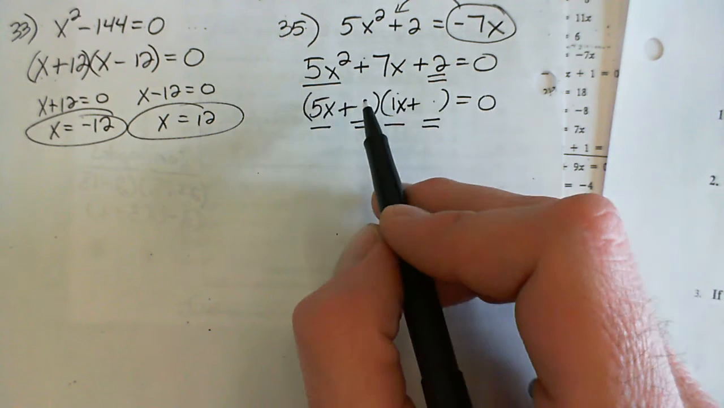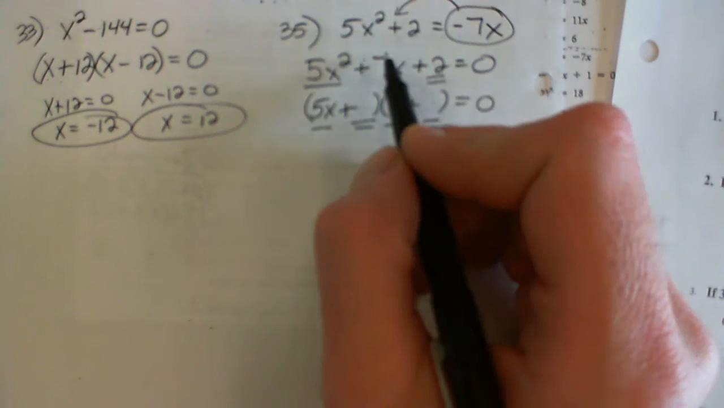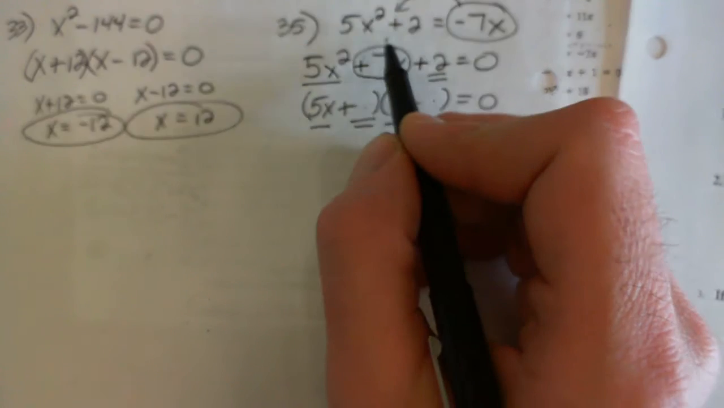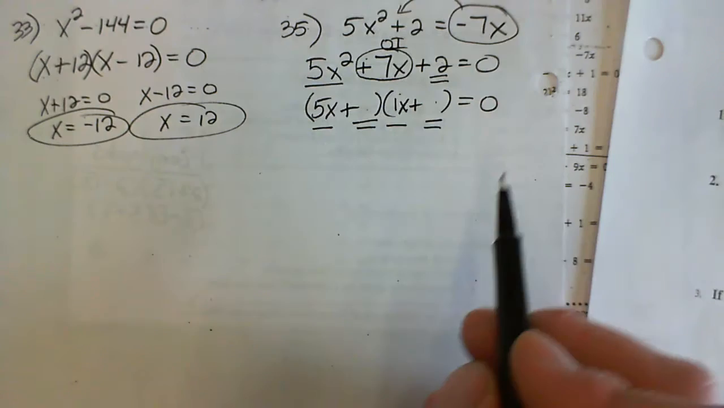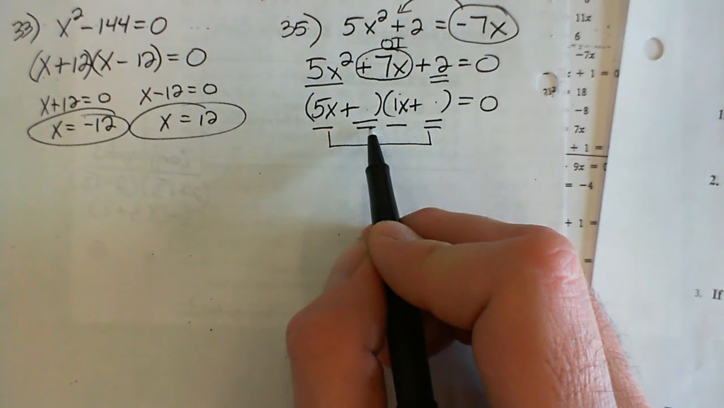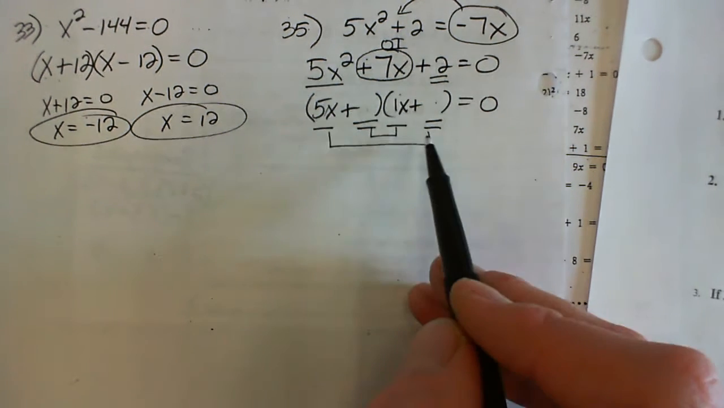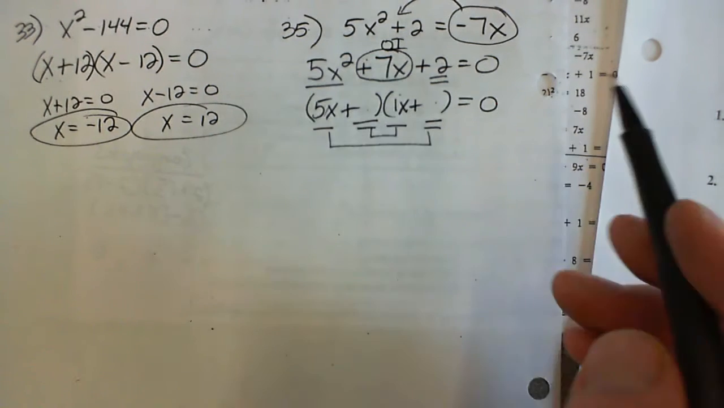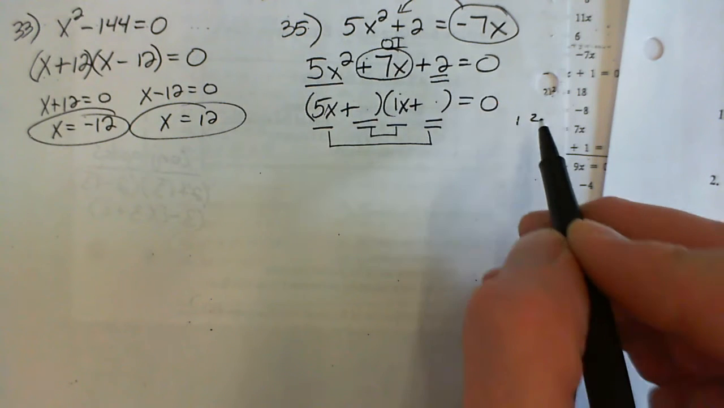Should it be 1 and 2 or 2 and 1? Now remember that the middle term comes from your outers and your inners. These are your outers, these are your inners. So 5 is going to get multiplied by one of the numbers, and 1 is going to multiply by one of the numbers. So it's a 1 and a 2.